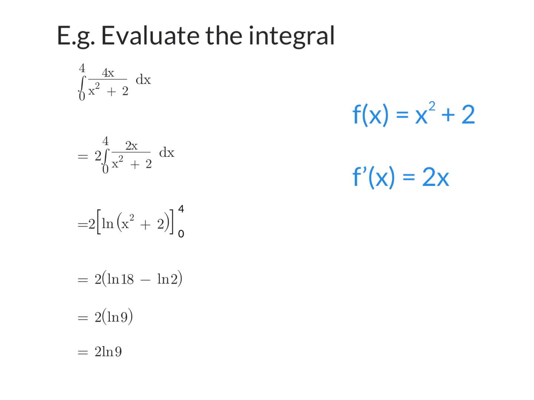So ln of x squared plus 2 between 0 and 4. Sorry, they should have been in absolute values. So that's 2 outside of ln 18 minus ln 2. So you sub 4 in, gets you 18, and then sub 0 in, which gets you 2. Then we get, using our log laws, which says if I have ln 18 minus ln 2, I then divide the 18 and the 2 to get ln 9. And so I get 2 ln 9.